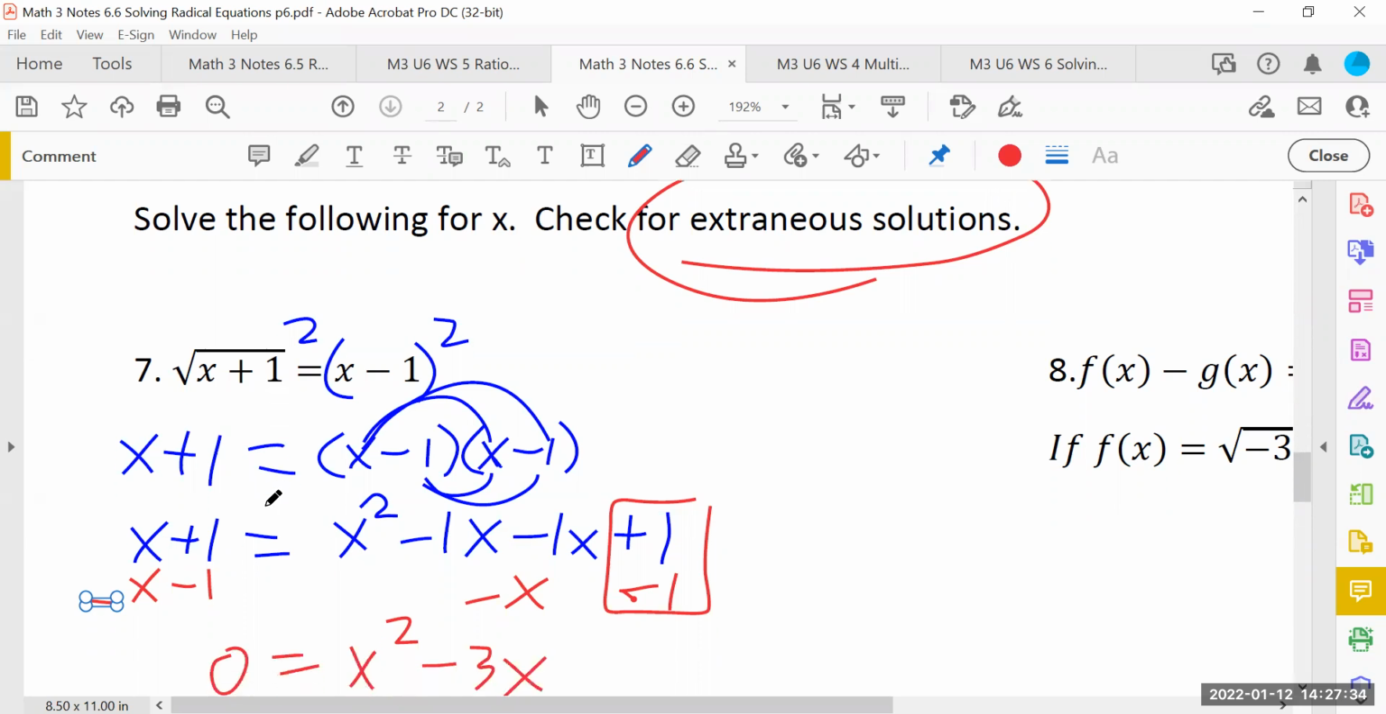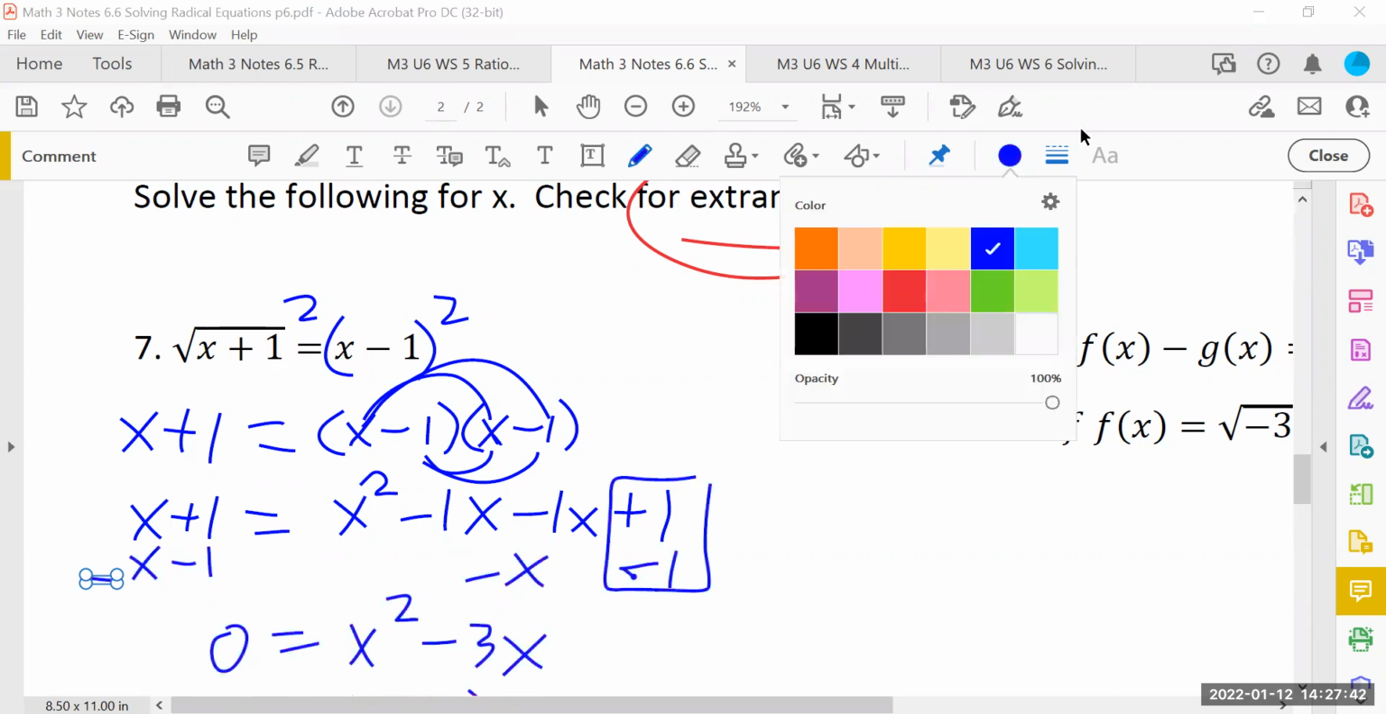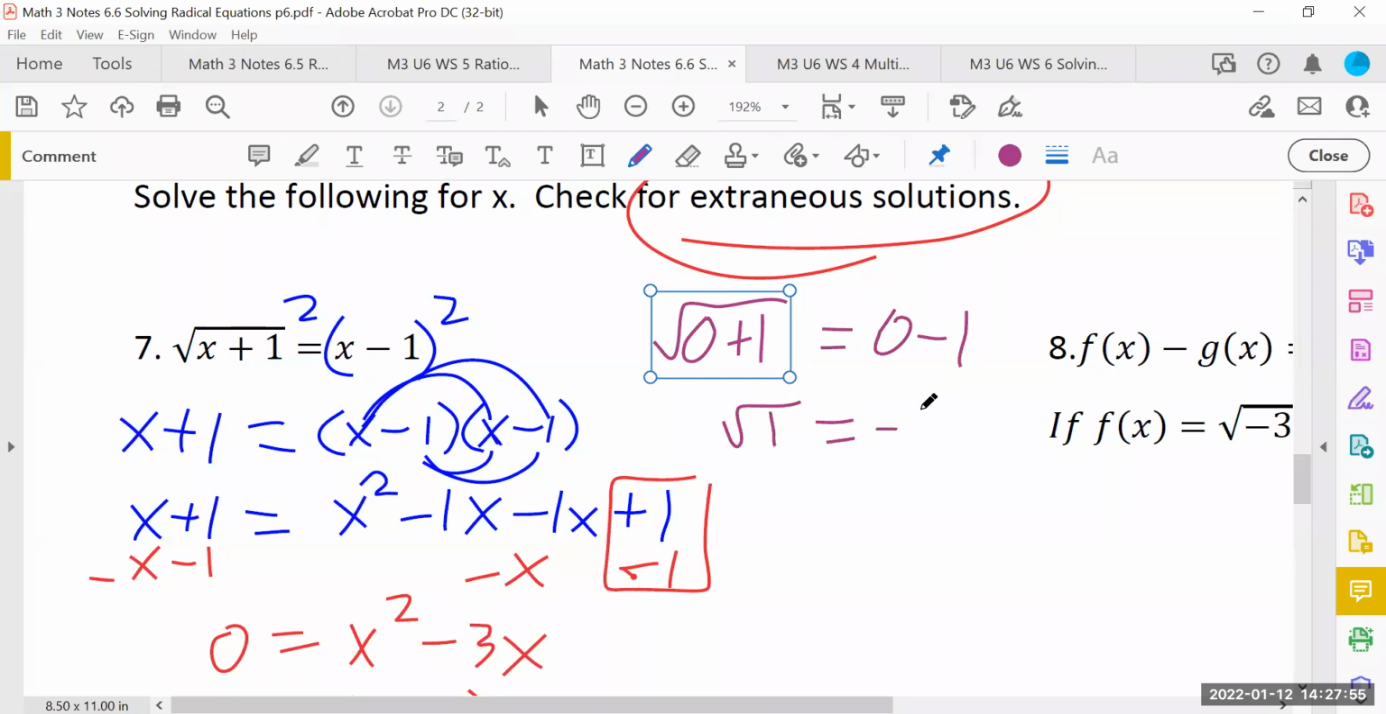So here, I got two answers, 0 and 3. If I plug in 0, I'm checking my answer here. The square root of 0 plus 1 is supposed to equal 0 minus 1. Square root of 1 equals -1. That is a problem.